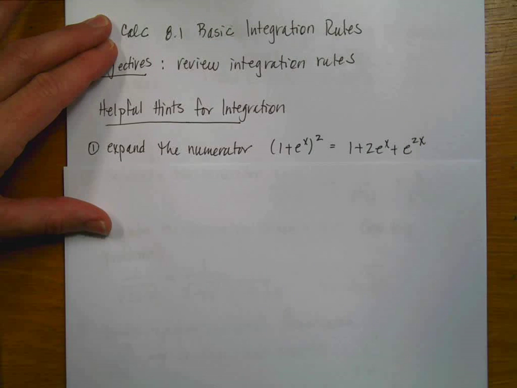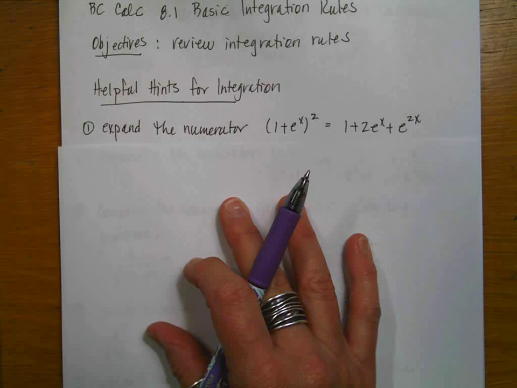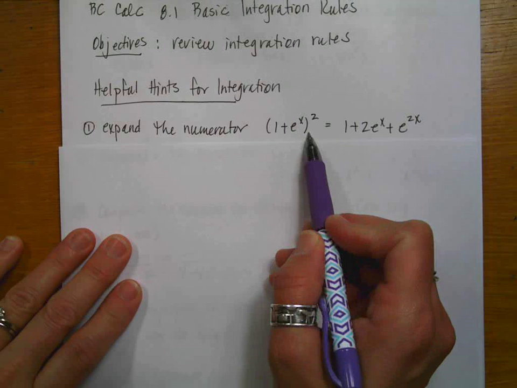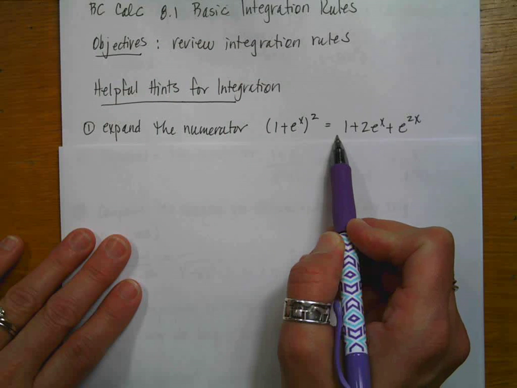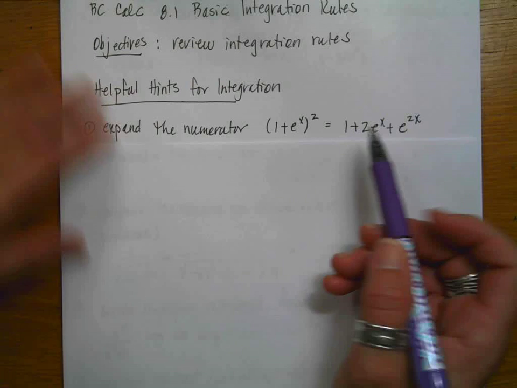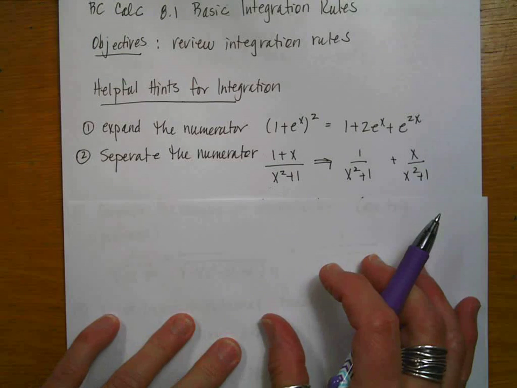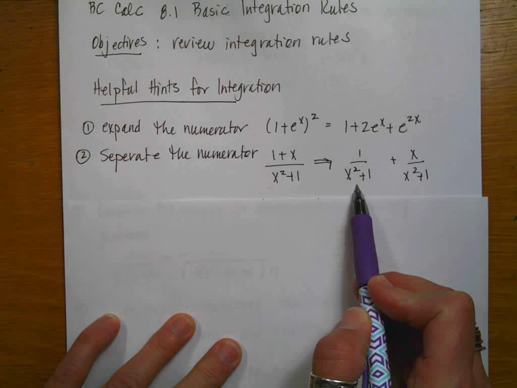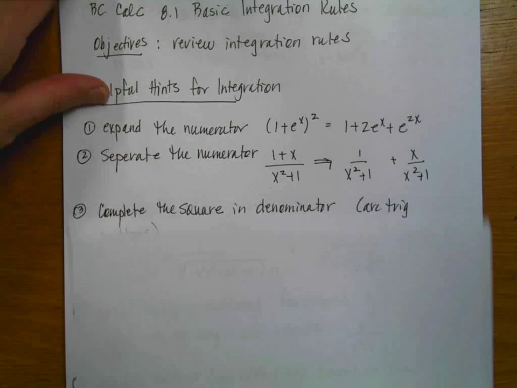So the helpful hint, the first one that I'm going to recommend, and actually it's not my recommendation, it's your book, is expand the numerator. So if you had 1 plus e to the x and you squared it, then maybe you could split an integral up into 3 different integrals or integrate the 3 terms independently. The second one would be separate the numerator. So in this situation, I can split this up into 2 separate fractions, and then the integration is fairly straightforward.